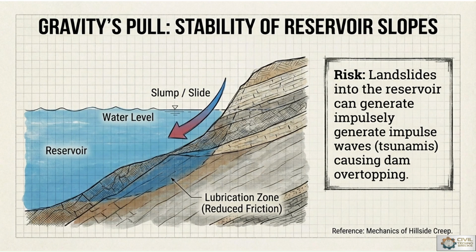Rapid drawdown conditions reduce slope stability because water pressure support decreases suddenly. So there will be a high risk of landslides into the reservoir, which can generate impulsive waves, just like we can say tsunamis, causing the dam overtopping.